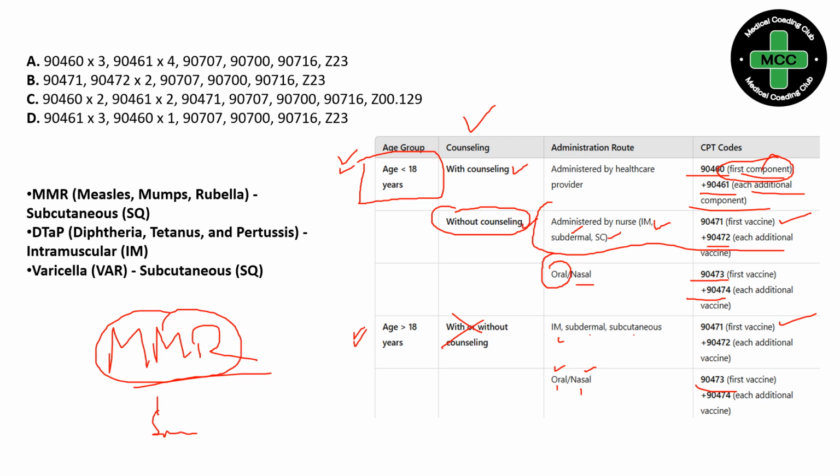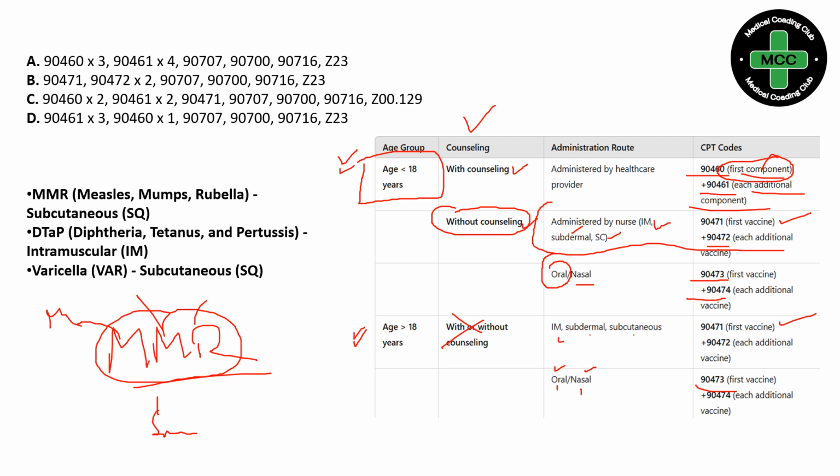So if I want to know about its component, then I need to split this vaccine. MMR means there is a component for mumps, measles and rubella. So three different components are present in a single vaccine. When the patient age is less than 18 and the provider did counseling also, and your admin code is 90460, you need to code based on the components, not based on the vaccine.